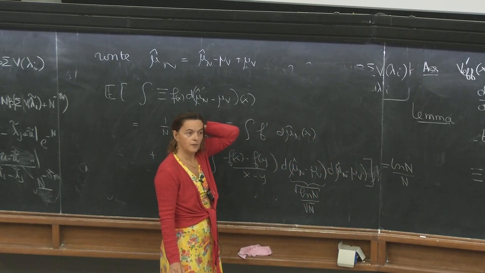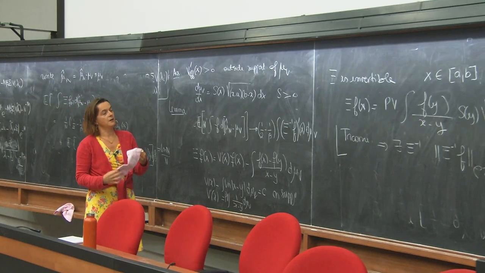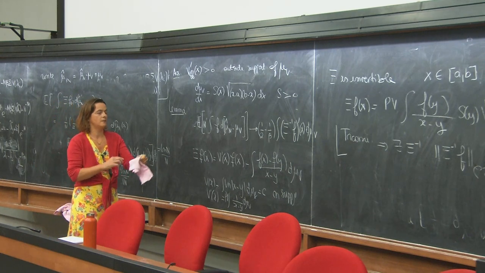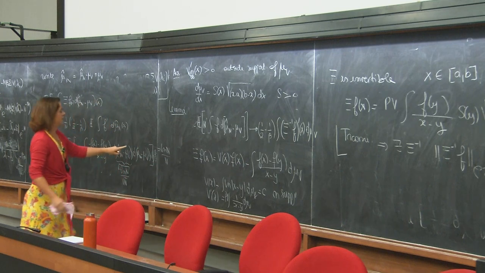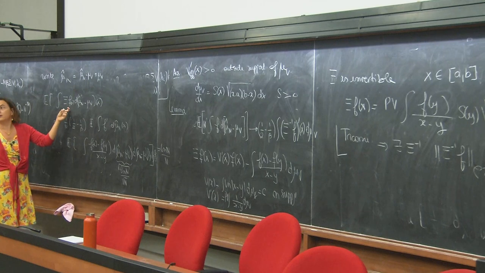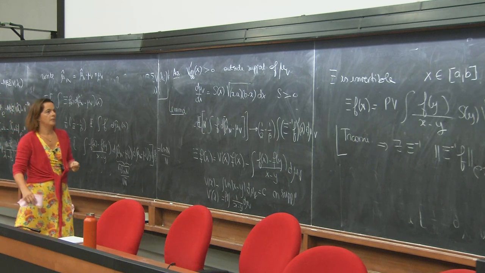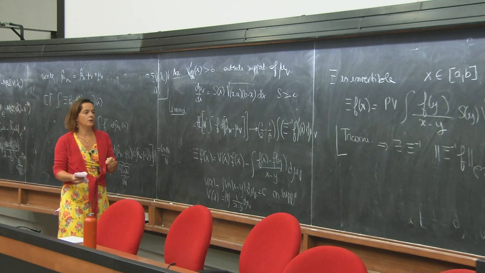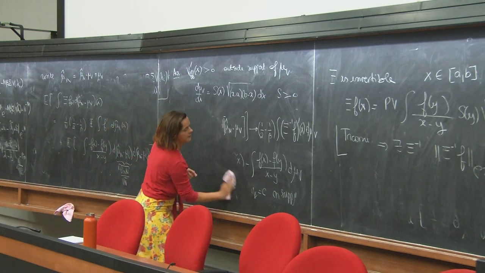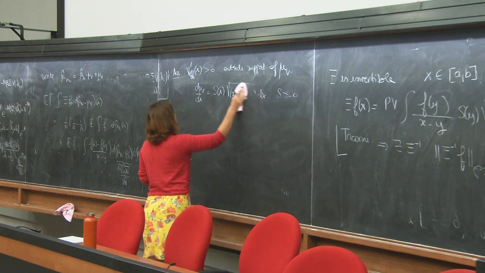So I need to improve my concentration of measure estimates. That's a point which is kind of subtle, that I don't know how to do directly, but I'm going to show you now how to improve these estimates to be able to say that this term is really negligible. I could do that by using the Dyson-Schwinger equations, by doing the kind of computation I did before, but I am going to show you another way, a bit more elegant, to get directly the central limit theorem, which is in the same spirit as the Dyson-Schwinger equation, but a bit different.